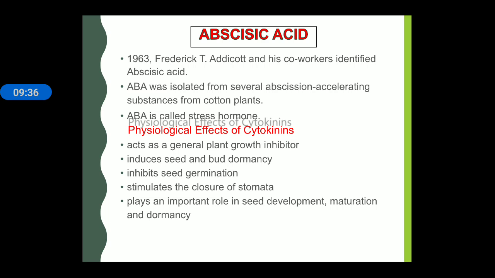Now, functioning of abscisic acid: it acts as a general plant growth inhibitor. It induces seed and bud dormancy. It inhibits seed germination. It stimulates the closure of stomata. It plays an important role in seed development, maturation and dormancy.